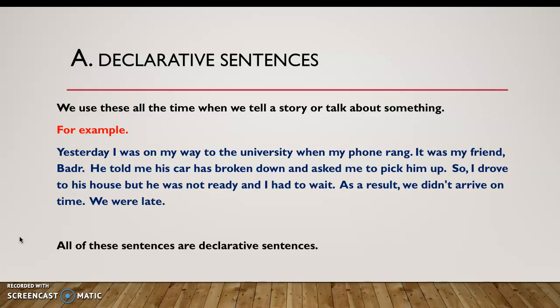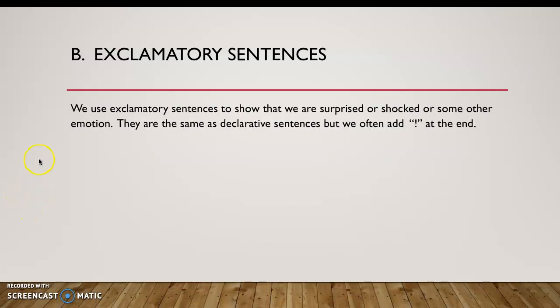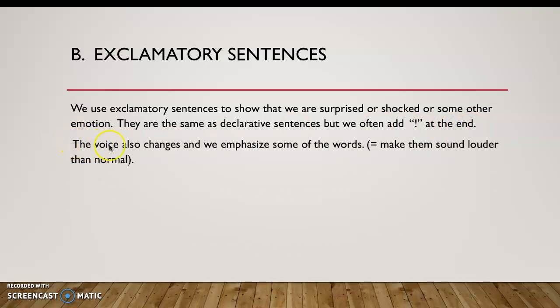Now let's look at the next type. These are exclamatory. And there's a little difference here. We use exclamatory sentences to show that we are surprised or shocked or some other emotion. They are the same as declarative sentences, but we often add an exclamation mark at the end. So let's have a look and listen to how I say them. The voice also changes and we emphasize some of the words. We make them sound louder than normal.